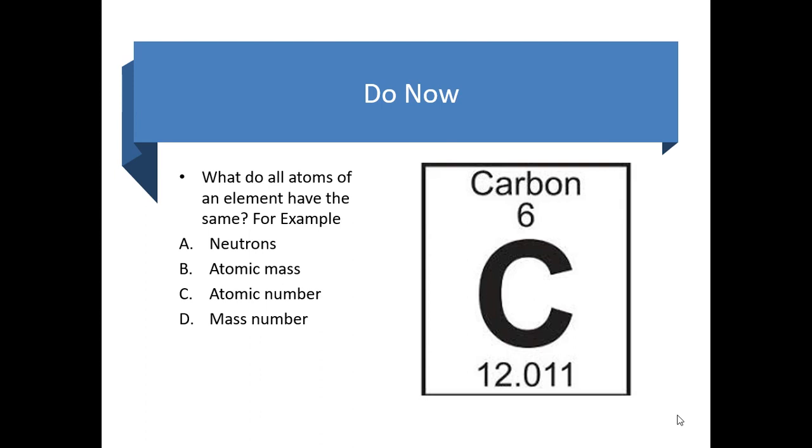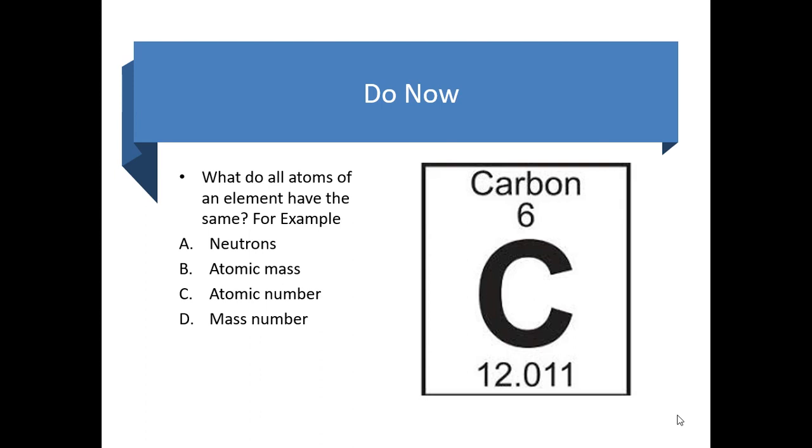Remember, I talked about if we use our example carbon, you have carbon 12, carbon 13, carbon 14. The difference in those carbons is that they have more neutrons than the original, which is carbon 12. So A would not be your correct answer. All atoms of carbon would not have the same neutron number. That's true for all atoms of any element because that element could potentially be an isotope. A is not the correct answer.